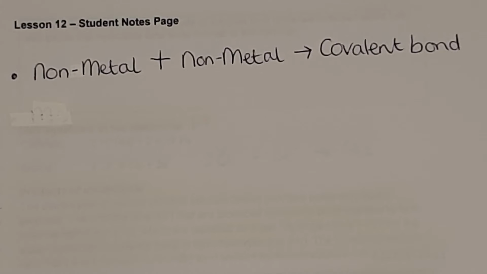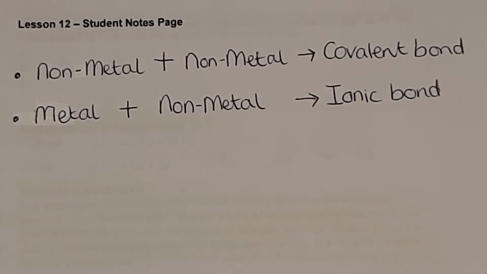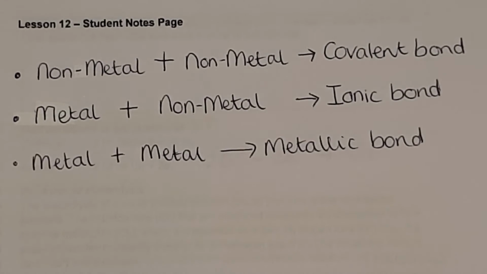So make sure you copy these out as they come up. Next, a metal and a non-metal will form ionic bonds. And lastly, a metal added to another metal is going to form metallic bonding. Okay, so if you had a question, what product would you get if you added two things together? If those two things are a metal and a non-metal, for example, it's going to ionically bond together.